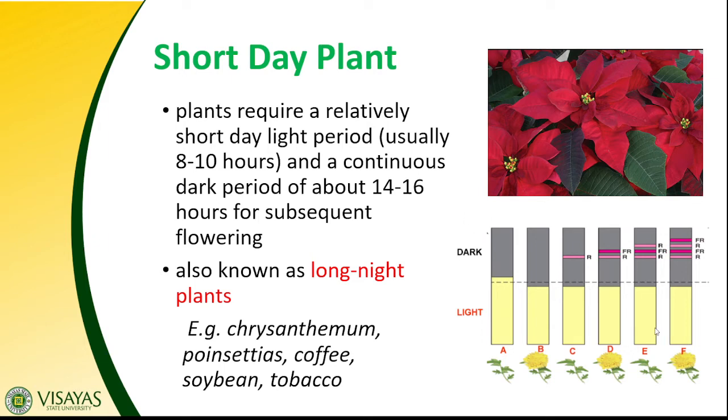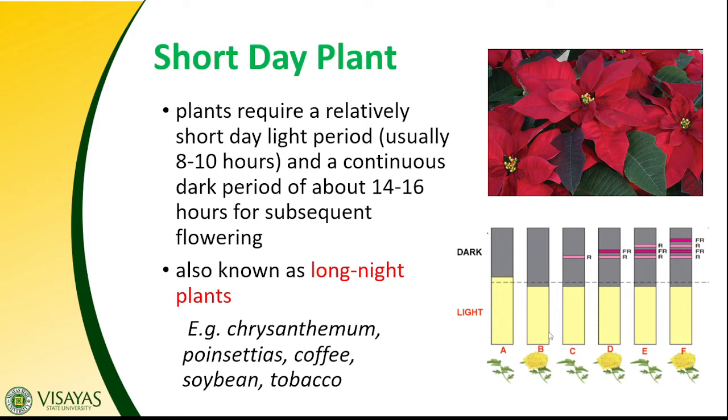Okay, letter E. This letter E is also exposed to short day condition and interruption of red, far red, and red light. So the last exposure is red light, and so this plant doesn't flower. So the exposure to red light causes the short day plants not to flower.